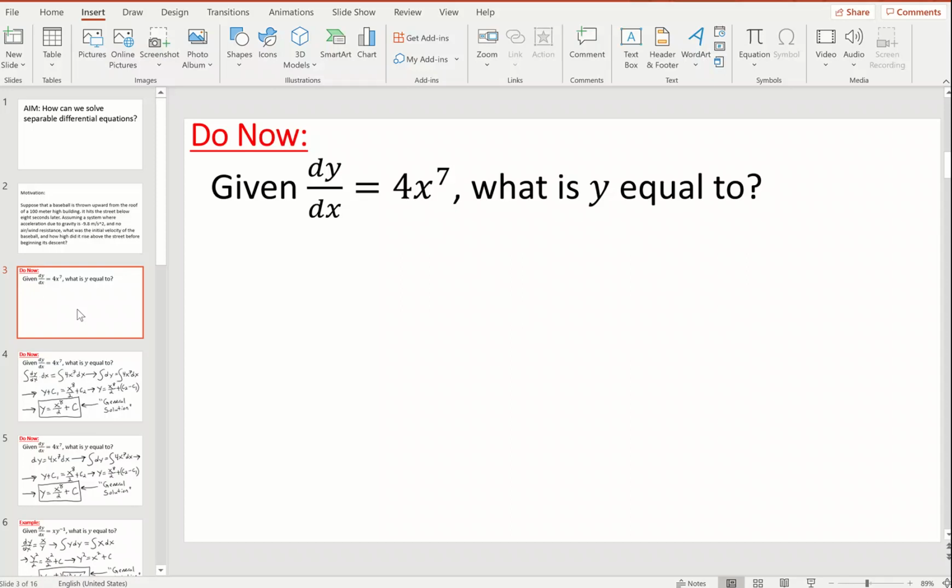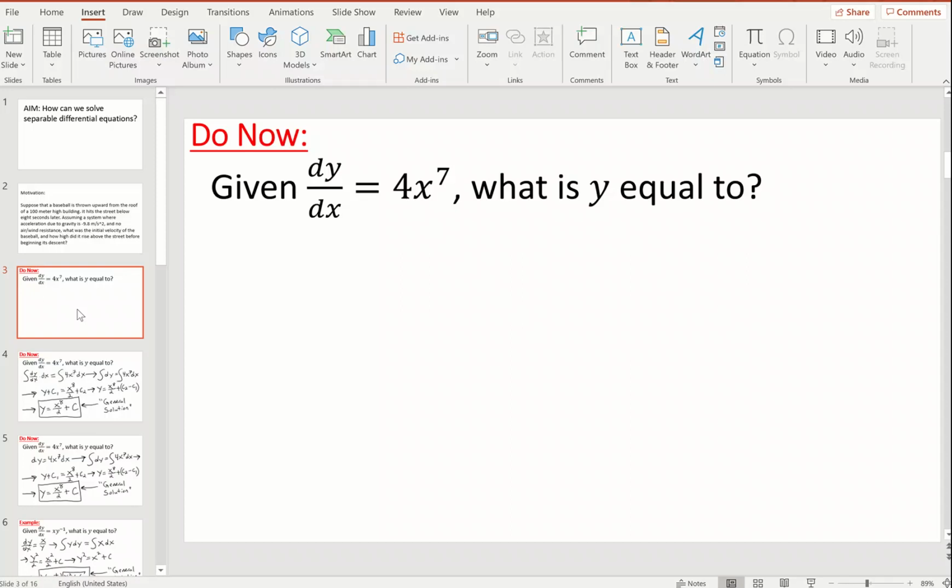Okay, welcome back. Assuming you went ahead and attempted this problem. So basically we're given dy dx equal to 4x to the 7th, and we're trying to solve for y being a function of x. So we're given a derivative function, and we're asked to solve for the original function. So you can think of this as the same relationship as, we're given acceleration and we're asked to solve for velocity, or you're given velocity and you're asked to solve for a position function.